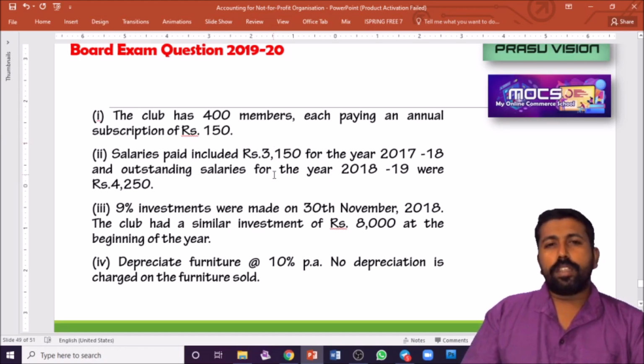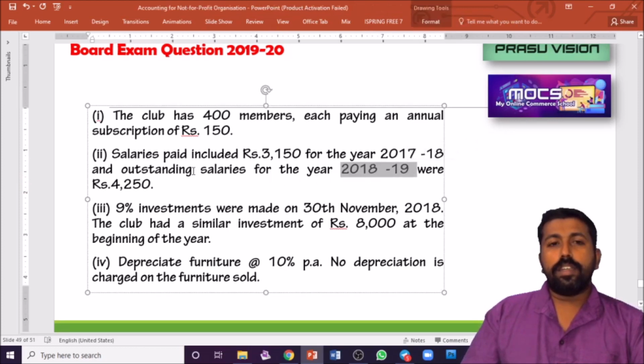Salary paid includes 3,150 for the year 2017-18, that one is the previous year. Next, for 2018-19, that is for the next year. And outstanding salary at the end of the year.